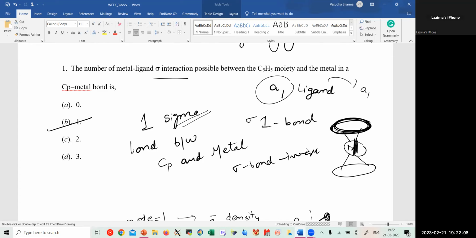Still, we can't ignore the fact that the sigma bond does exist, and there is only one sigma bond. In all the cases, there is only one sigma bond. So that's why the number of metal-ligand sigma interactions is one.